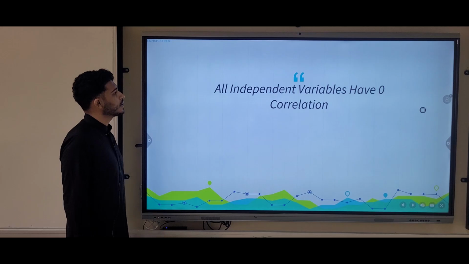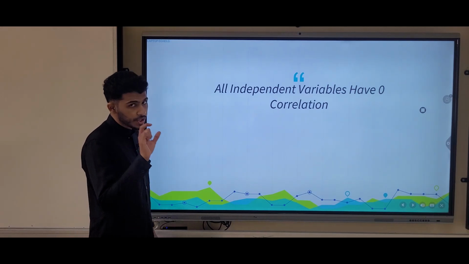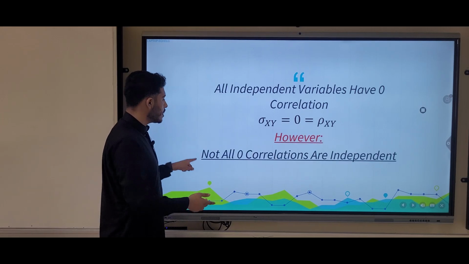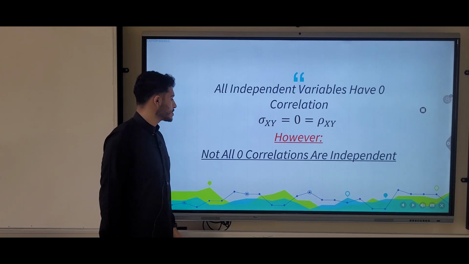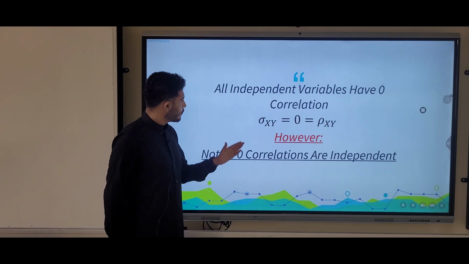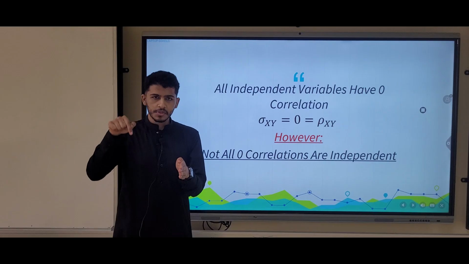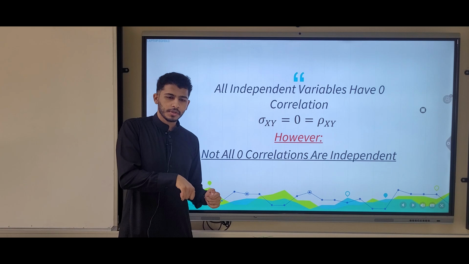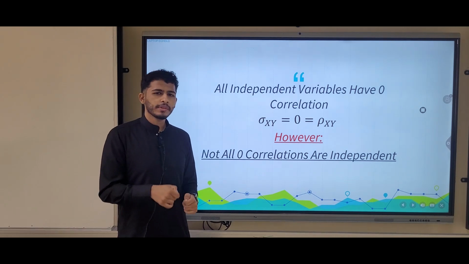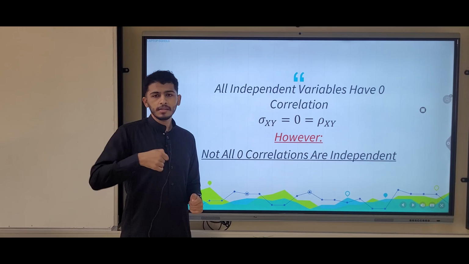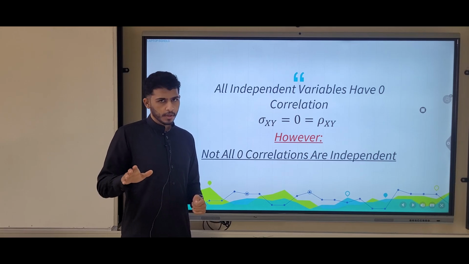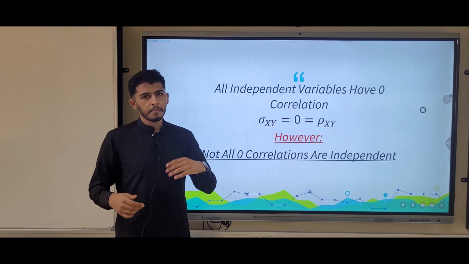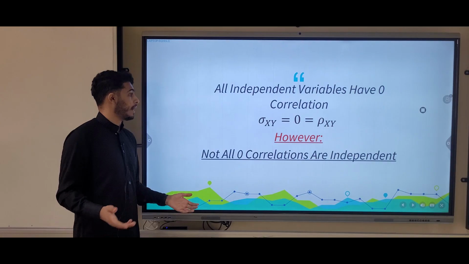There is another point that says that all independent variables have 0 correlation. However, not all 0 correlations are independent. So what do I mean by this? If you have independence, then you know for sure that there is 0 correlation. But let's say that you calculated the correlation first, and then you got it to be 0. Can you conclude that there is independence between the two variables? No. You have to calculate for the independence, then you can make sure of that.